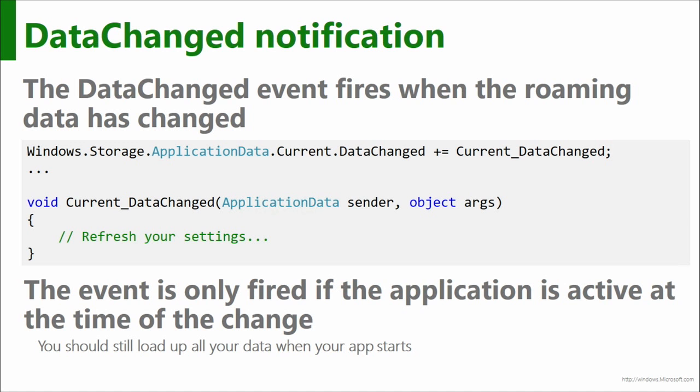A funny little quirk on this is, if you're reading and writing settings locally, it does not raise this data change event until you raise it manually. It's the SignalDataChanged method inside the ApplicationData namespace. Right.